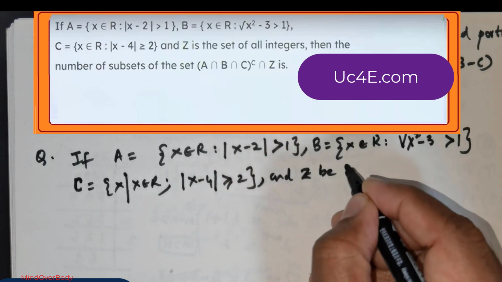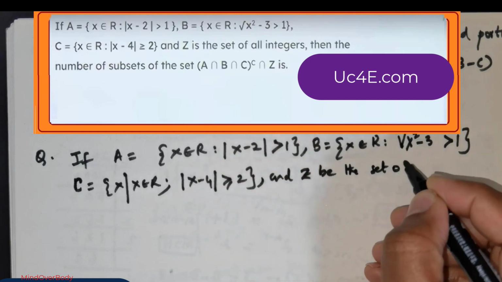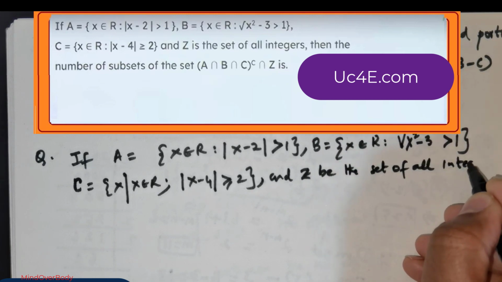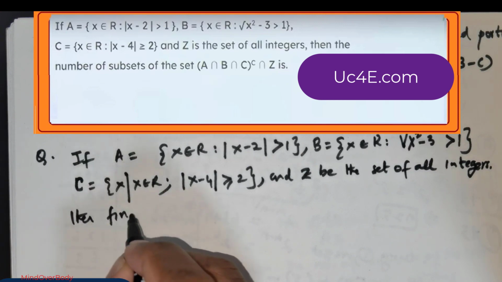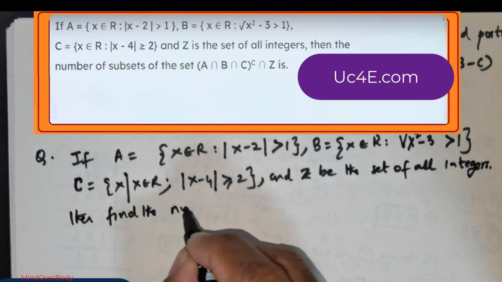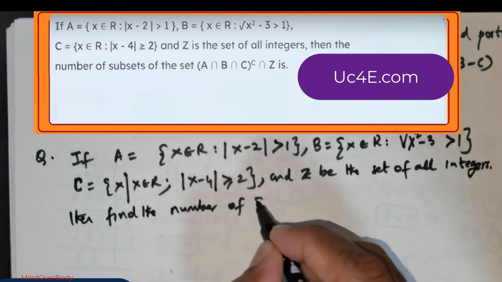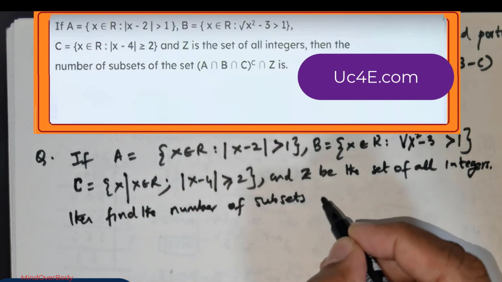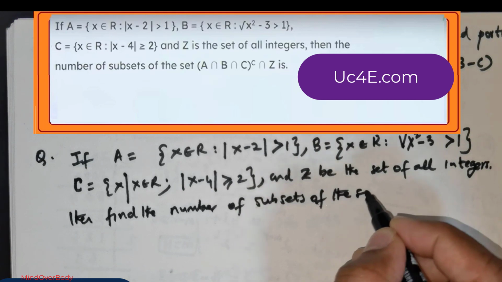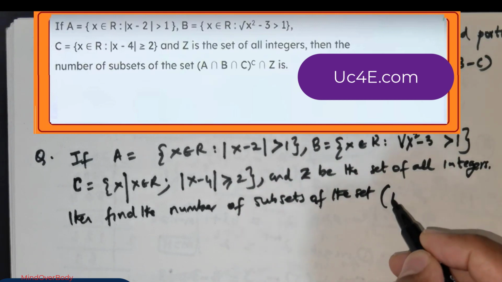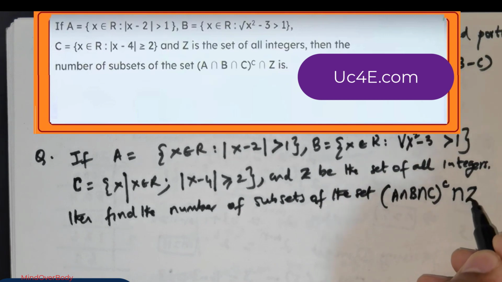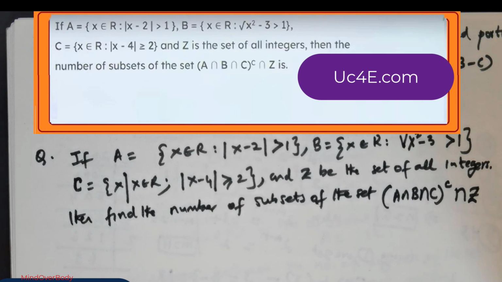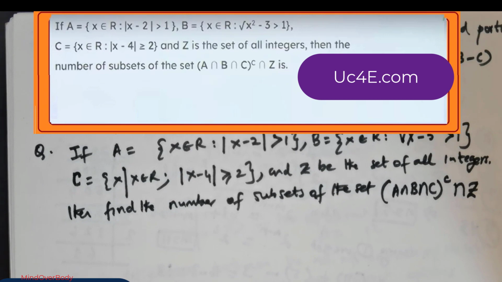And Z be the set of all integers, right? Then find the number of subsets of the set A intersecting B intersecting C complement intersecting with Z. Now this is a beautiful question, and we need to do a lot of things to extract the value for this question.